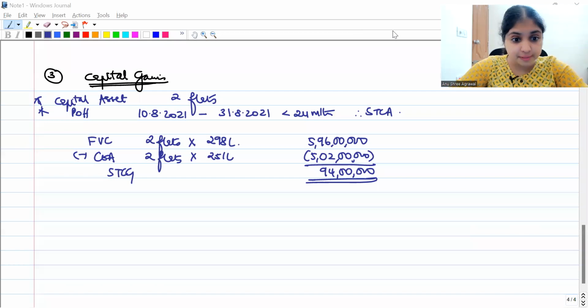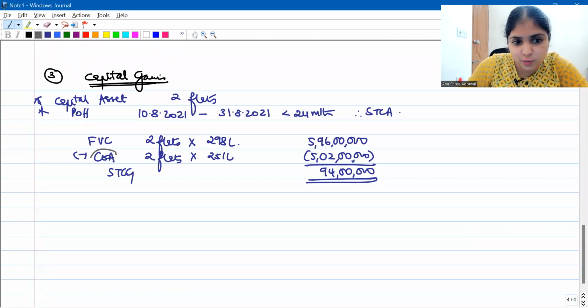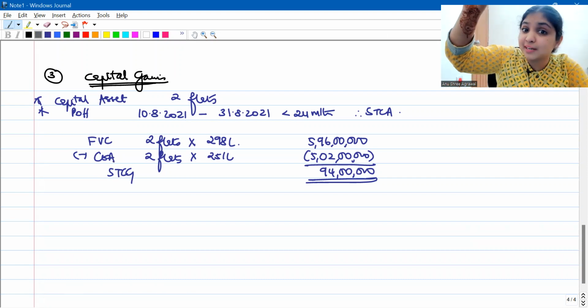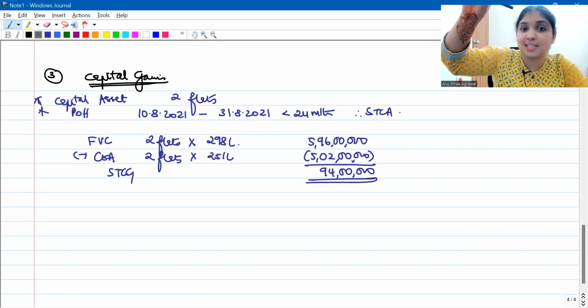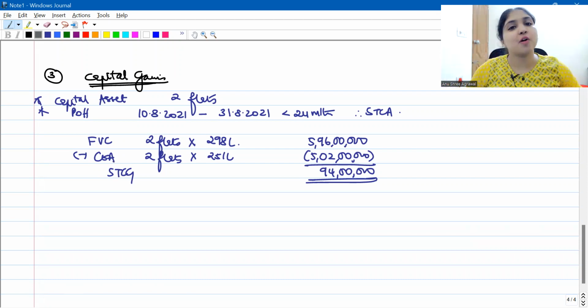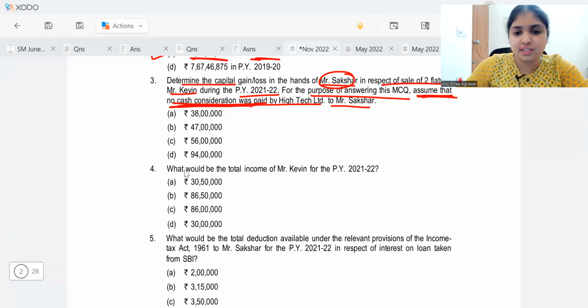Understood. So in simple words, the only confusion here is the cost of acquisition part, right? Cost of acquisition will be nothing but what was FPC earlier under the specified agreement calculation. FPC will become the cost of acquisition later. So in the FPC, what was the component of the two flats? 251 lakh each. That will become the cost of acquisition. With this, now you are thorough about 45.5A and 194 IC. So what's our answer? SDCG of 94 lakhs.